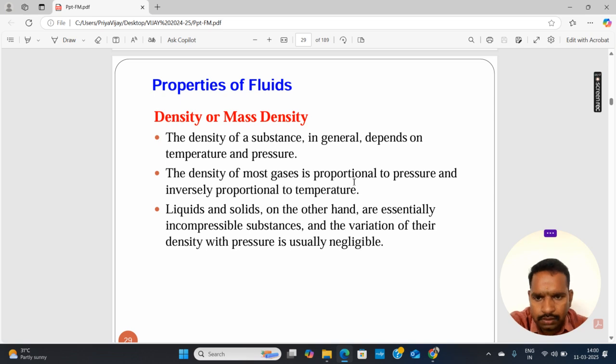But in the case of gases, the density of most gases is directly proportional to pressure and inversely proportional to temperature. So if the pressure increases, the density of the gas is going to increase, whereas in the case of temperature, it is in the reverse direction. Liquids and solids, on the other hand, are incompressible substances, where the variation of density with respect to pressure is usually negligible.